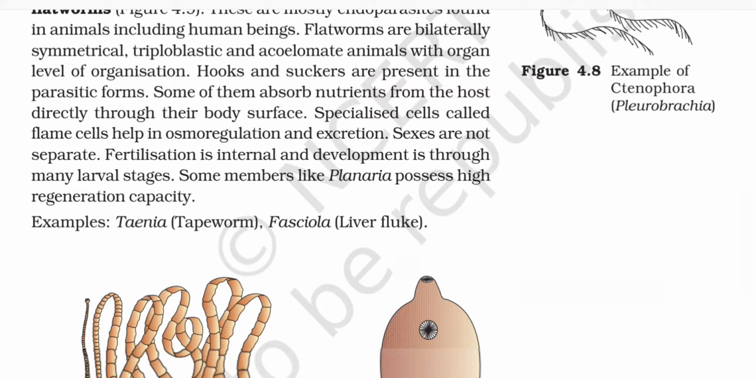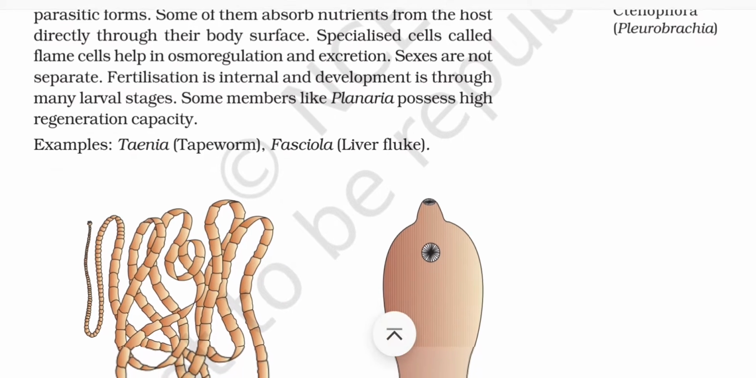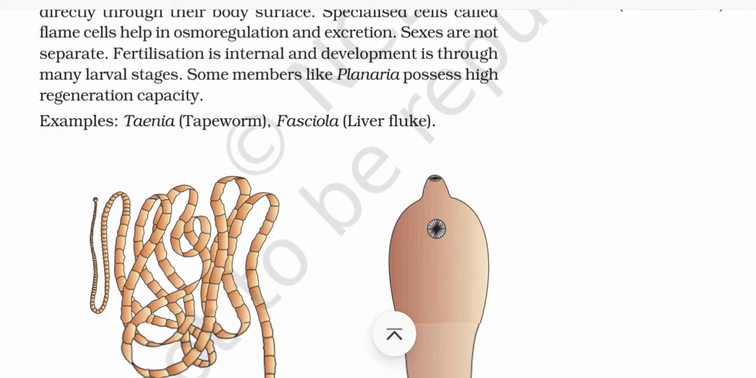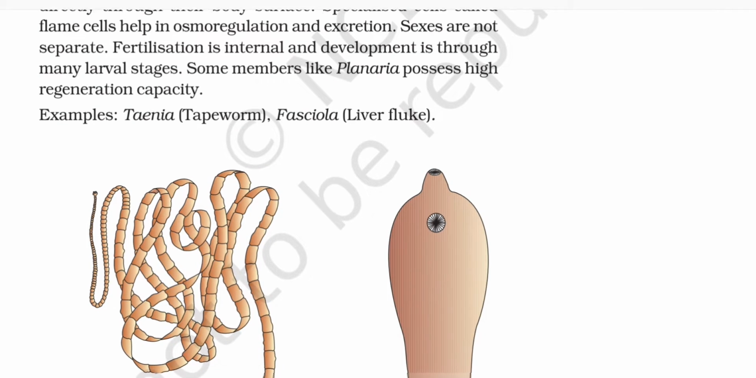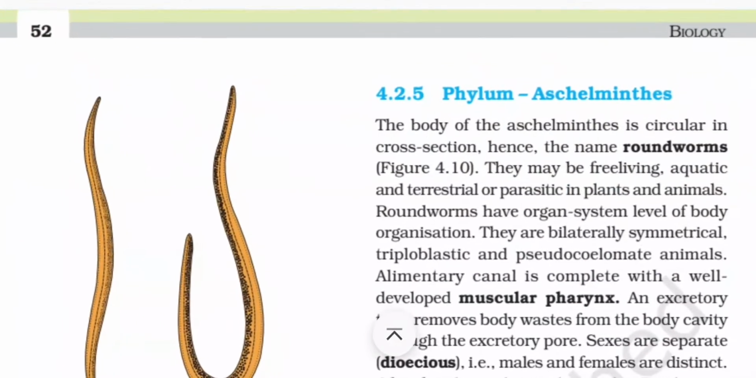Specialized cells called flame cells help in osmoregulation and excretion. Sexes are not separate, fertilization is internal, and development is through many larval stages. Some members, like Planaria, possess high regeneration capacity. Examples: Taenia (tapeworm) and Fasciola (liver fluke).